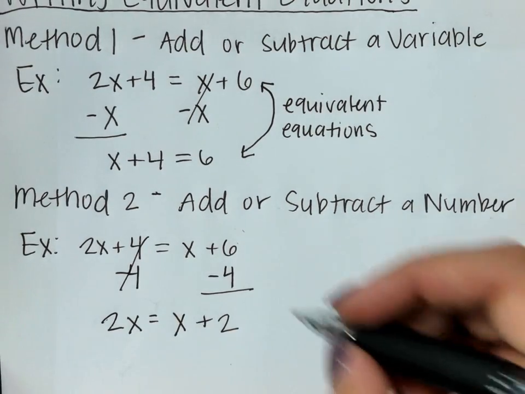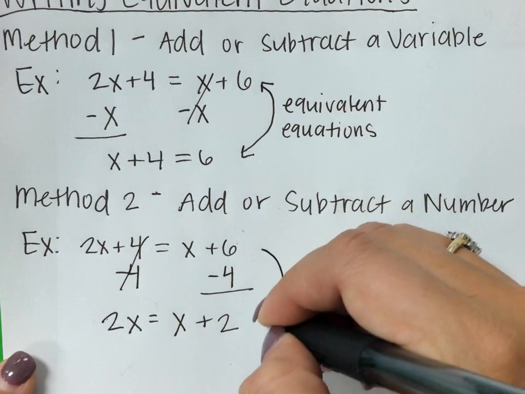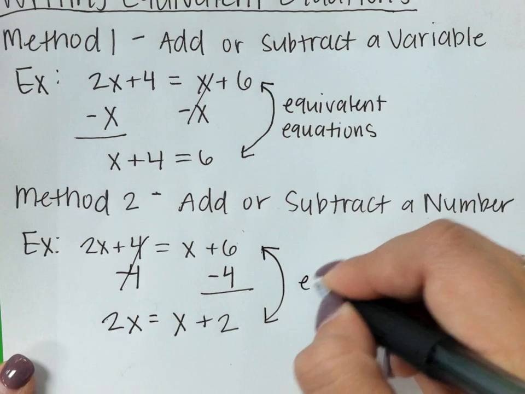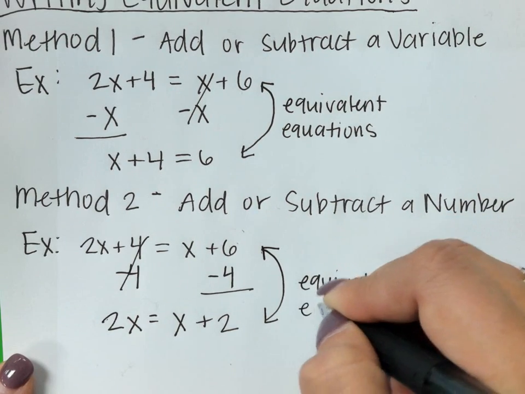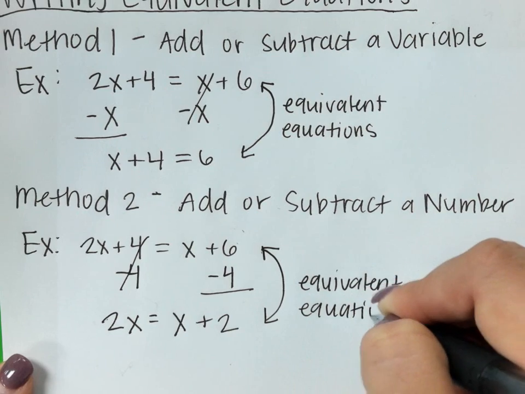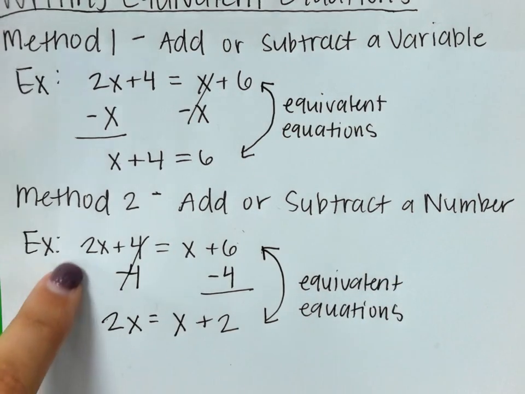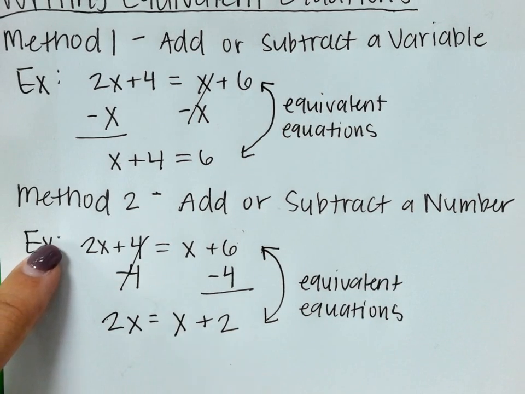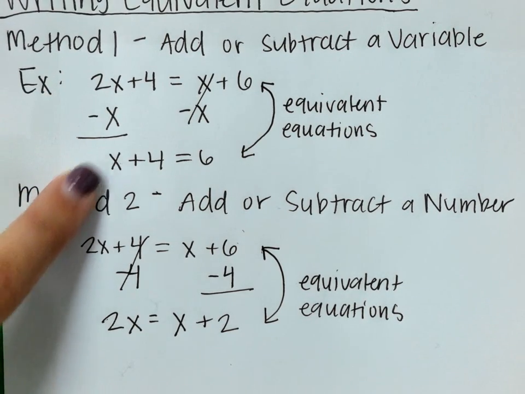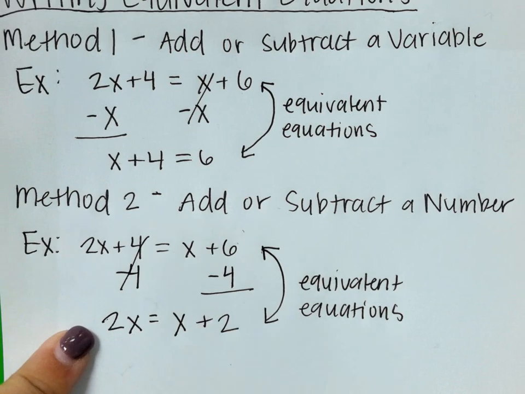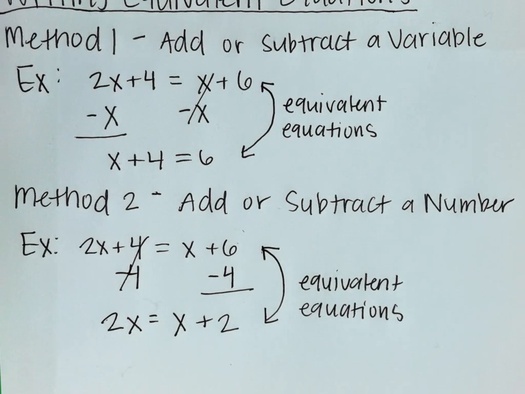So, this tells me that these two equations are equivalent. So since I used the same example, that means that this equation, this equation, this equation, and this equation are all equivalent, meaning that they all had the same answer if you solve for x. Okay.